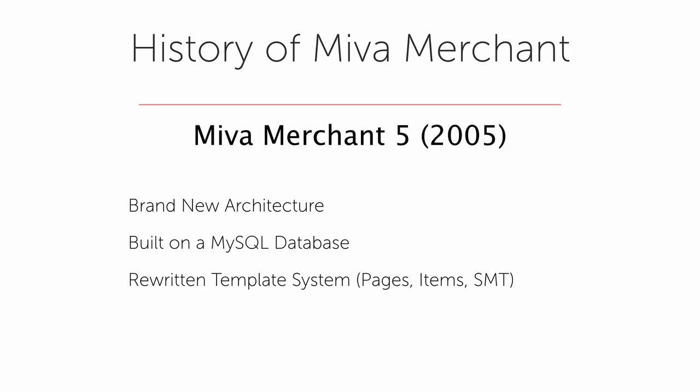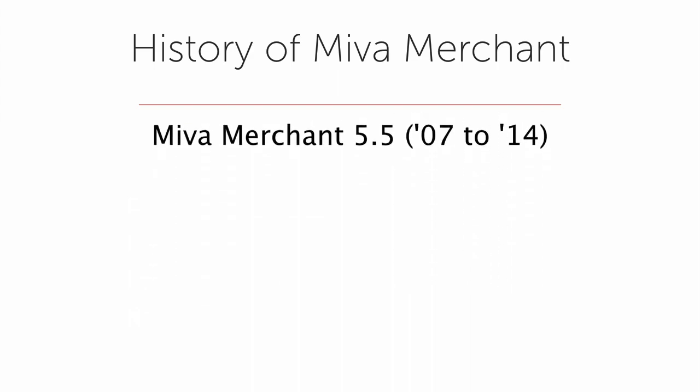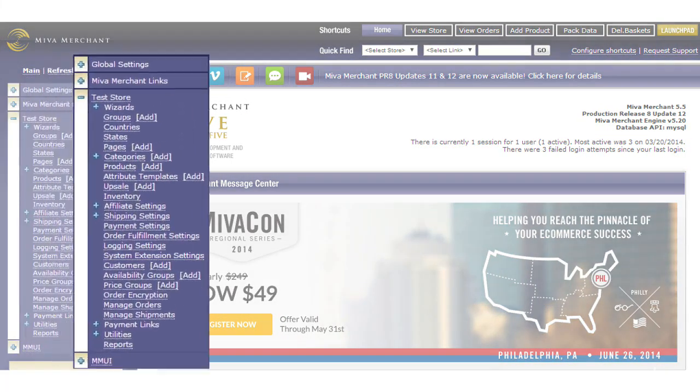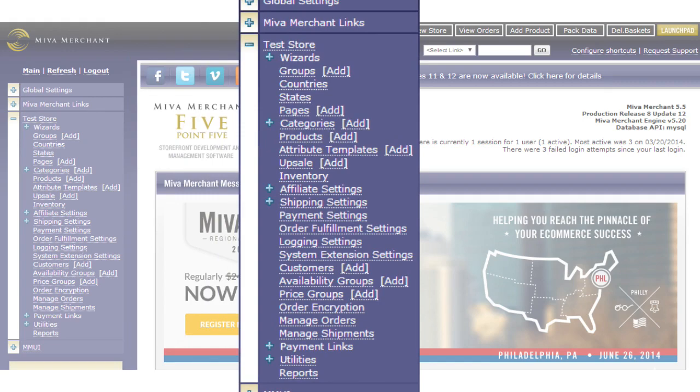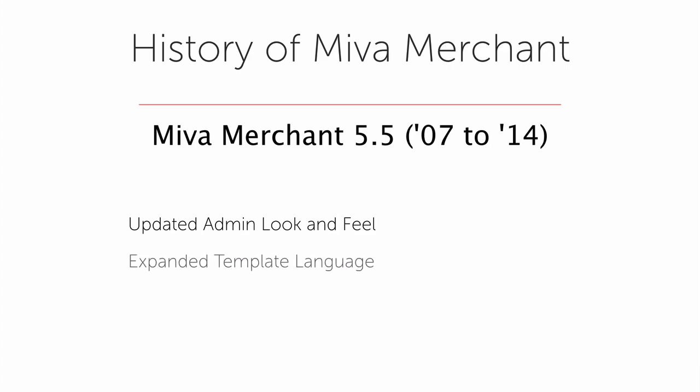Miva Merchant version 5 also introduced an all-new module API that allowed third-party developers to create plugins for the Miva Merchant platform to extend functionality as well as integrate with third-party platforms. In 2007, Miva Merchant 5.5 was released. While the core foundation is similar to Miva Merchant version 5, the admin got an updated look and feel, and new features and functionality were added. The template language was also expanded to give even more design flexibility for developers.